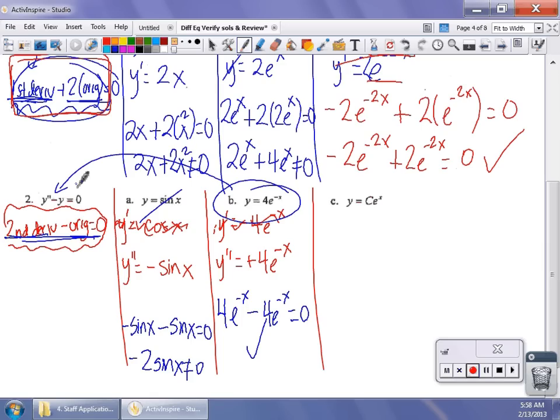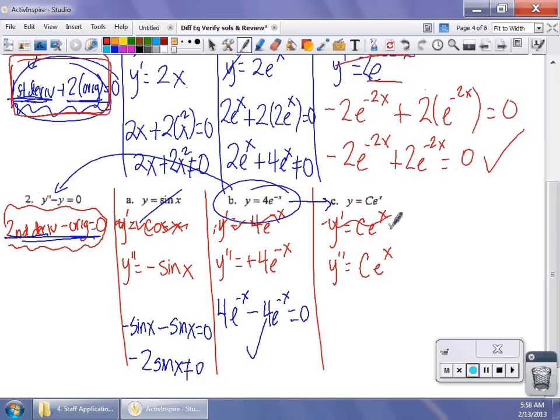All right, let's check out the last one. You'll note if you look at the two equations, these are in the same or a very similar format. So it may be that both of these are solutions to this differential equation. Let's find out. We need to find the first derivative of this exponential function. So we get ce to the x. We need to find the second derivative, which is ce to the x.